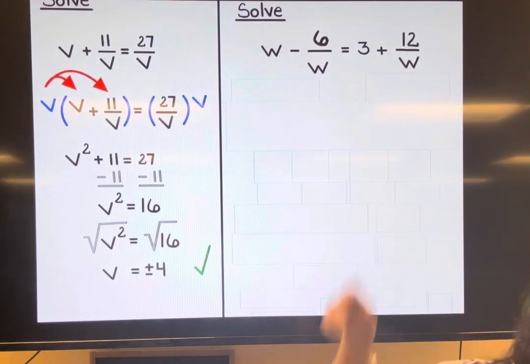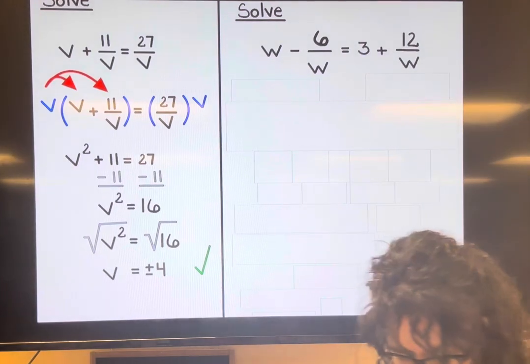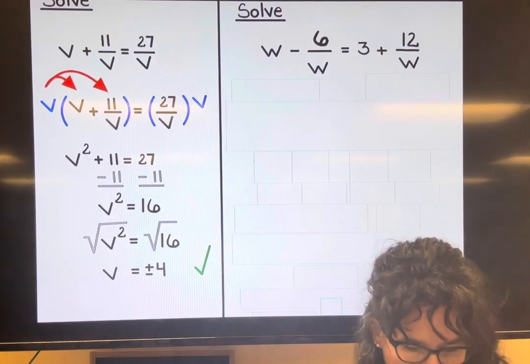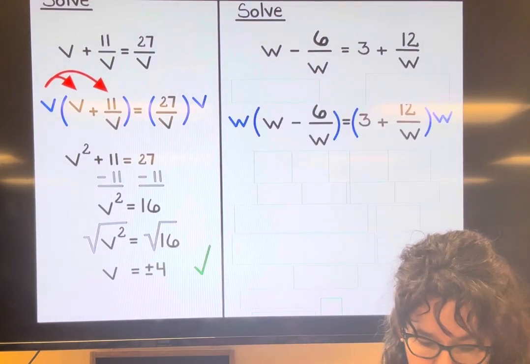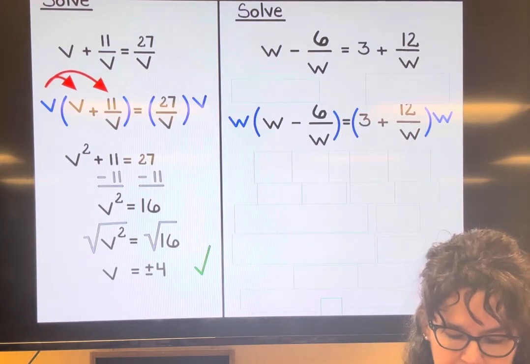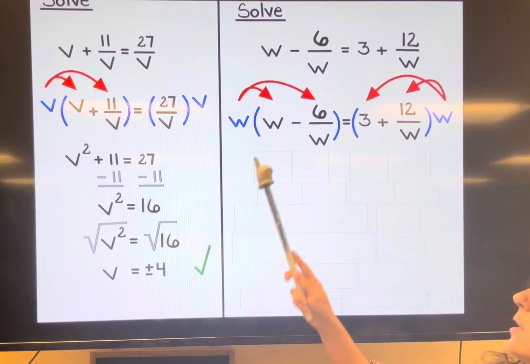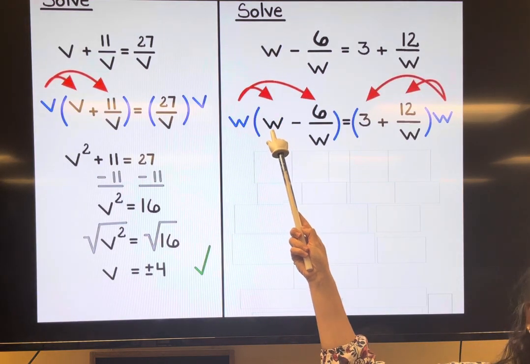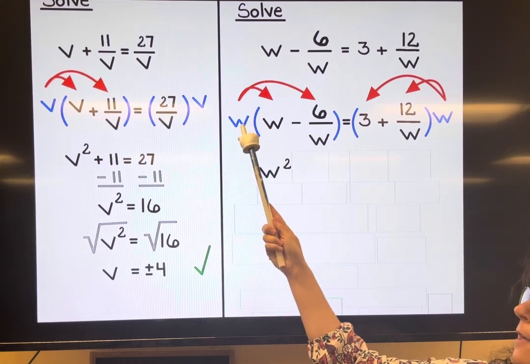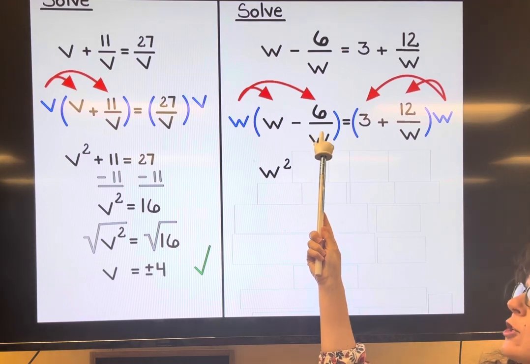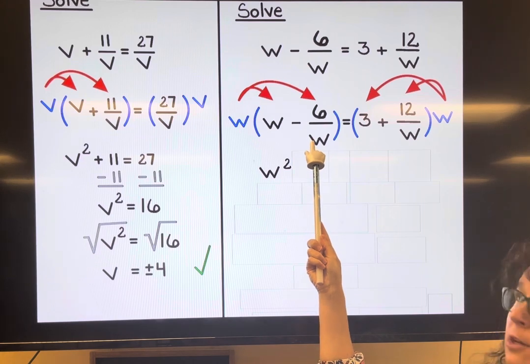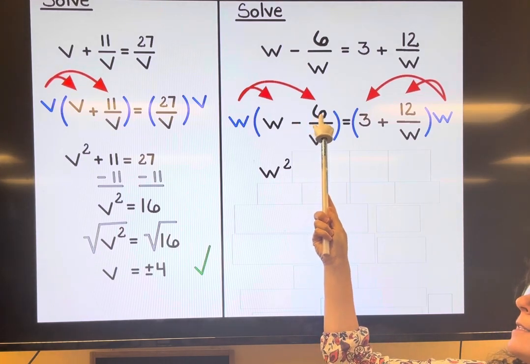Okay, so now let's take a look at this one here. If I have denominators w and w, I'm going to multiply both sides by w. On both the left and right side, I'm going to need to distribute. So let's take w multiplied by w, and that gives me w squared. W multiplied by this fraction here, this w is going to cancel this w in the denominator. So all I have left is minus 6.